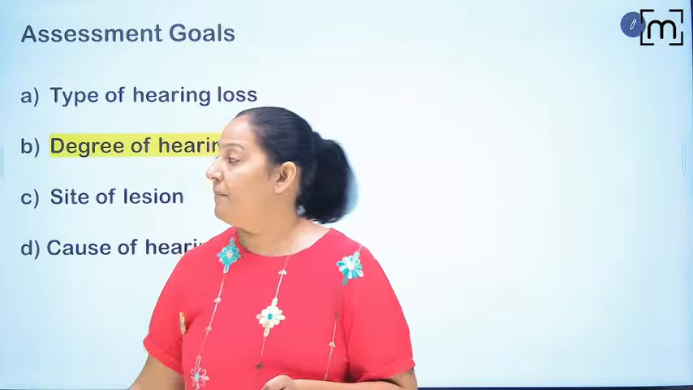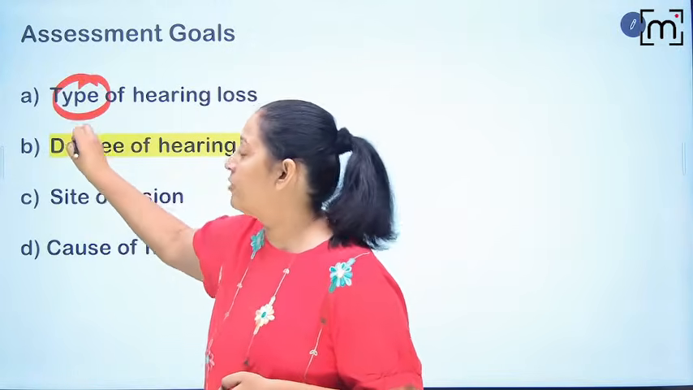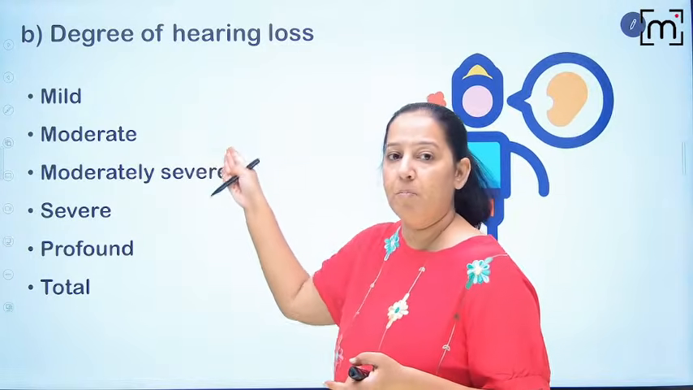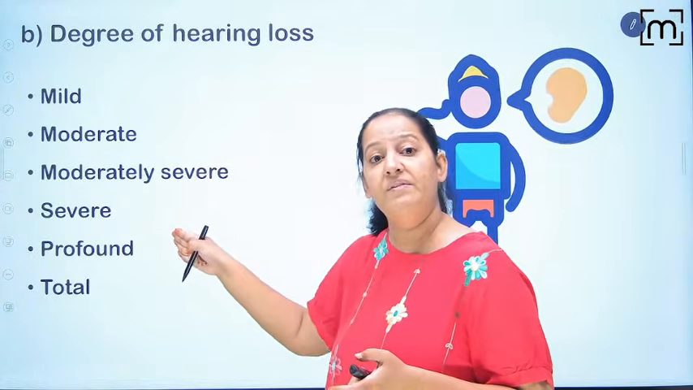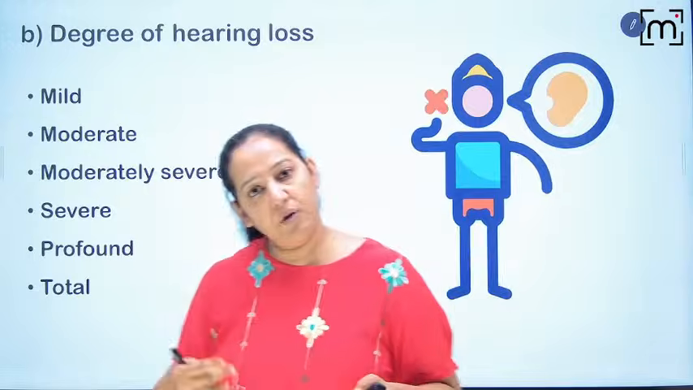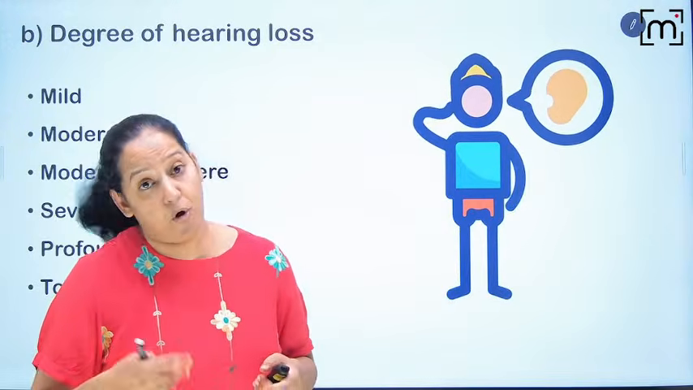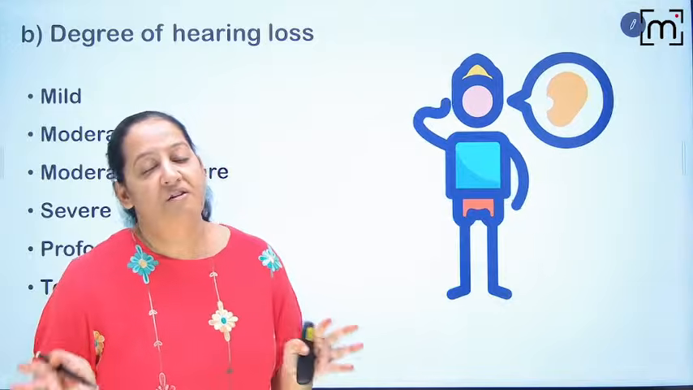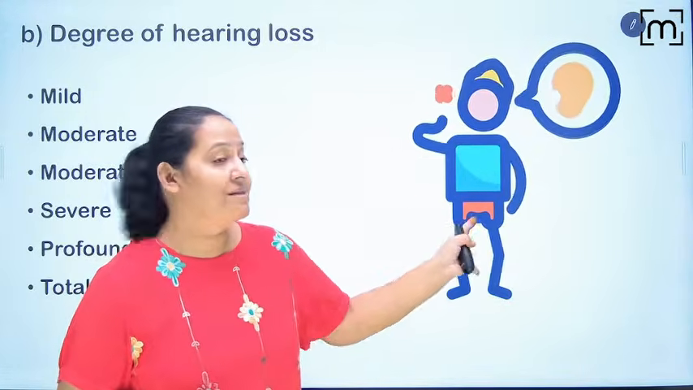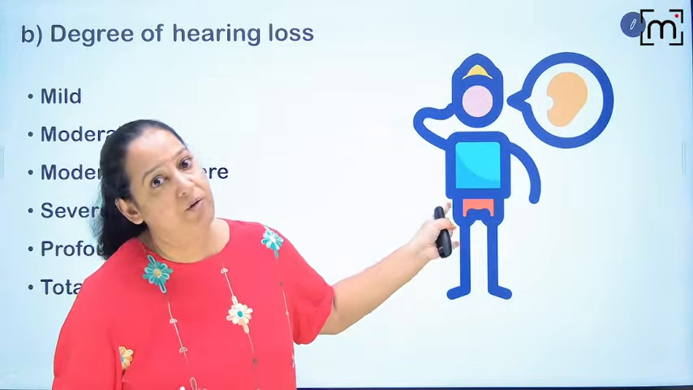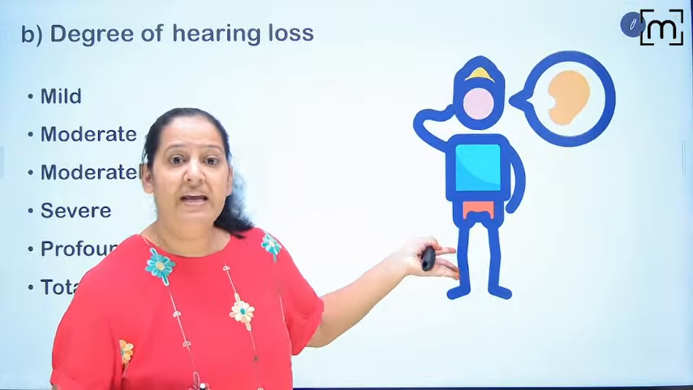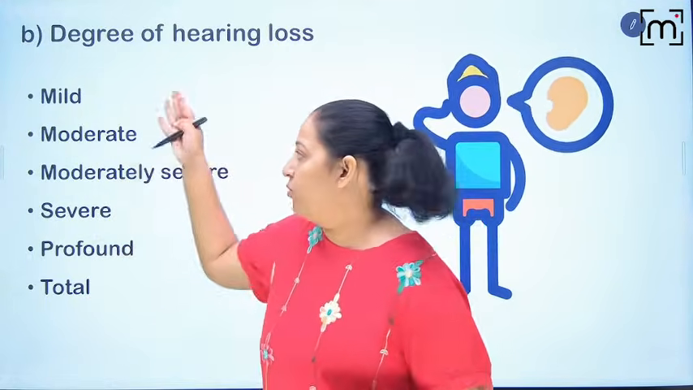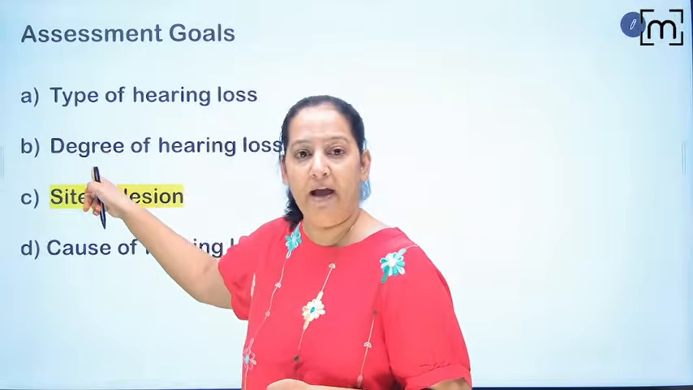Number 2, I want to know not only the type, I want to know its degree also. Suppose it's conductive, but is it mild, moderately severe, profound or total? Based on which again my treatment can differ. Prognosis obviously will differ. So first I want to know the type, then I want to know its degree, how much.